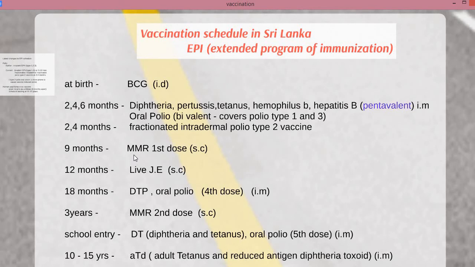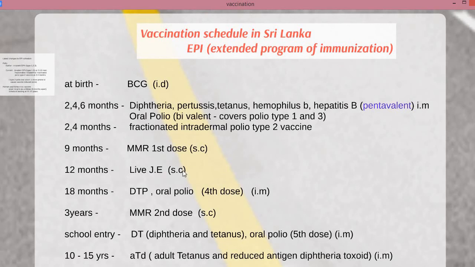At 9 months, measles, mumps, rubella first dose is given, a subcutaneous vaccine. And the same is boosted at the age of 3 years. So MMR second dose. At 12 months, we give a live vaccine for Japanese encephalitis. This is the only vaccine given for Japanese encephalitis. It produces lifelong immunity, given at 12 months.